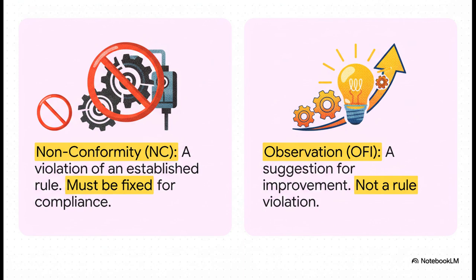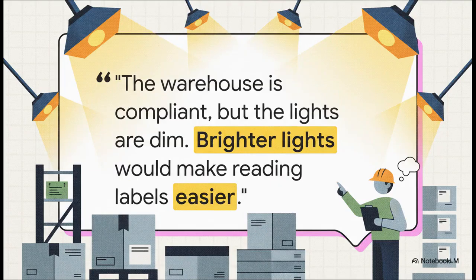period. But then you have an observation or an opportunity for improvement, an OFI. That's totally different. It's a recommendation. It's not a failure, but a suggestion to improve things like safety or efficiency. Here's a perfect example. Let's say the lighting in a warehouse meets the bare minimum standard, so technically it's compliant, but it's pretty dim. Suggesting they install brighter lights to make reading labels easier and prevent future errors? That's a classic OFI. This is where you, the auditor, get to be more of a strategic partner.